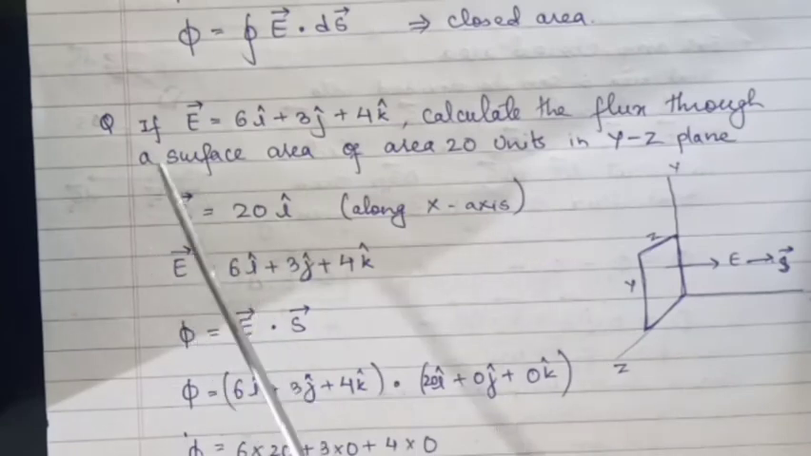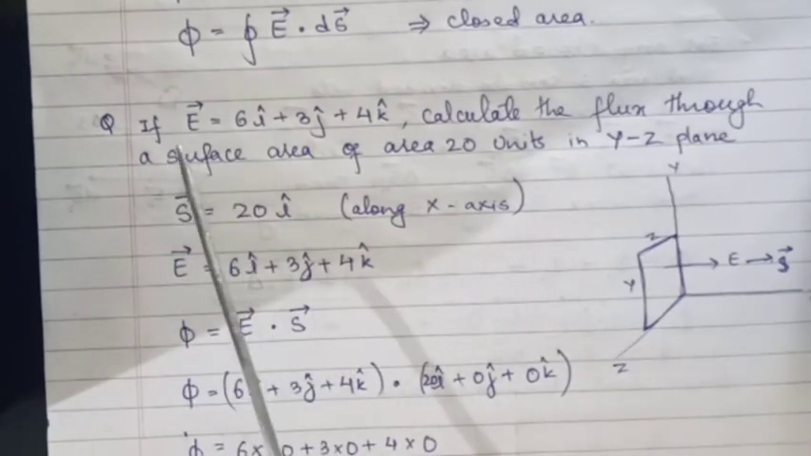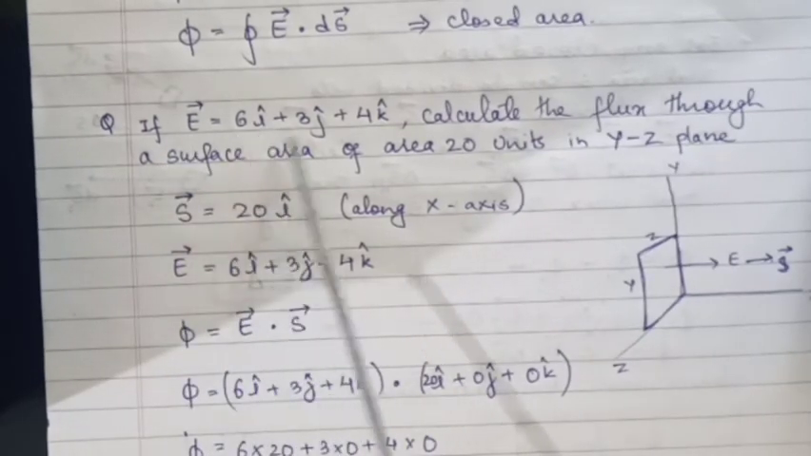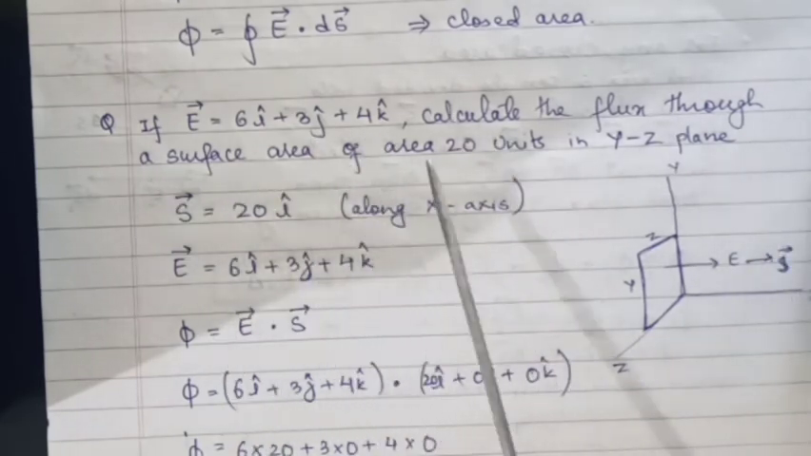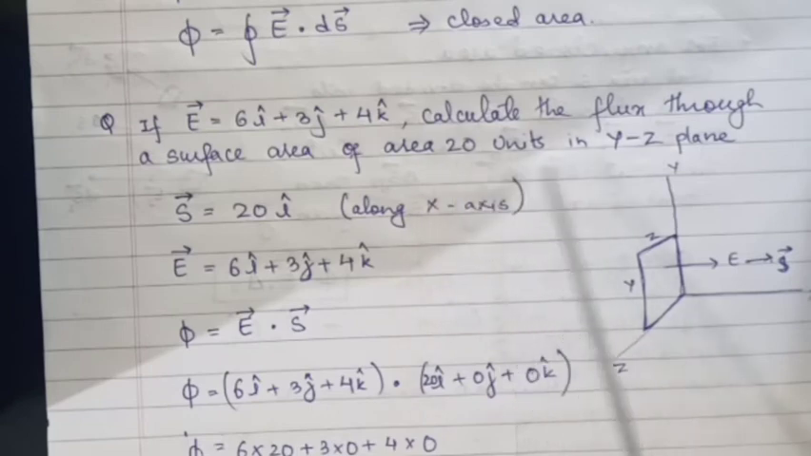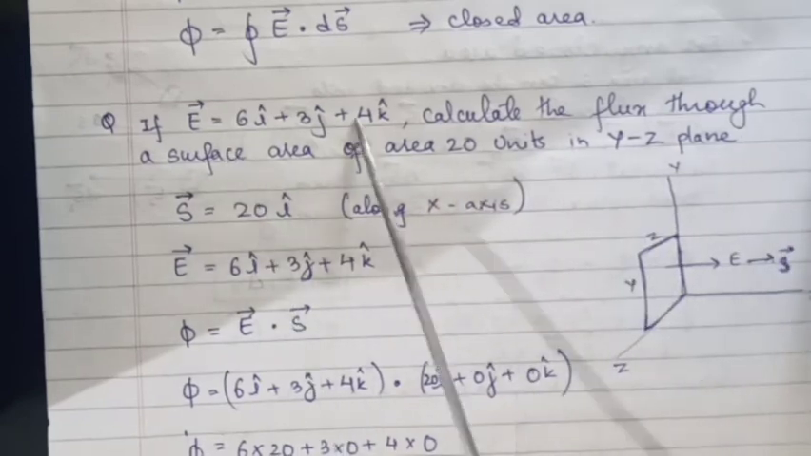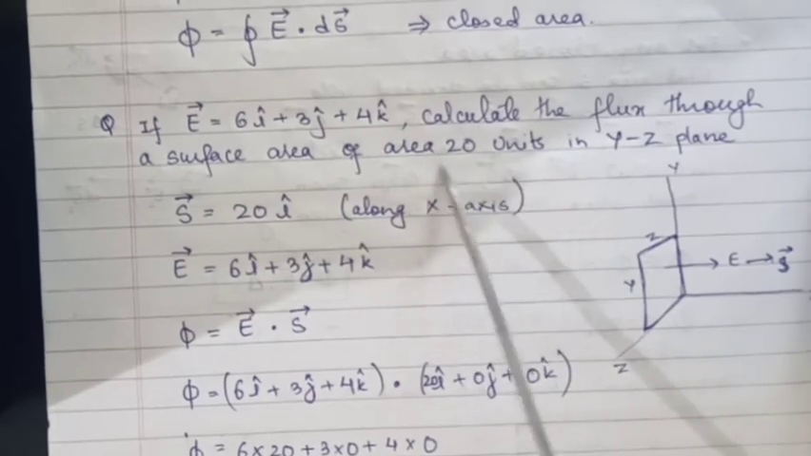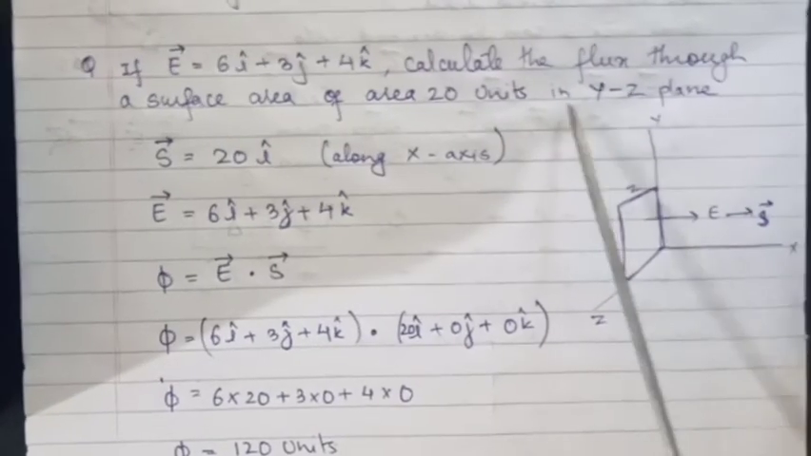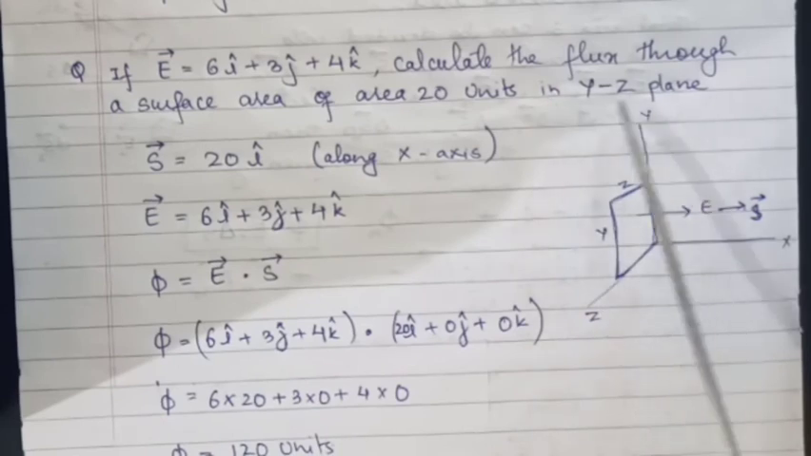So this is the first question. If electric field is given by 6i plus 3j plus 4k, calculate the flux through a surface area of area 20 units in YZ plane. So electric field is given and area is given, but the direction of this area is not given, so we have to find it. So it is saying the area is in YZ plane.